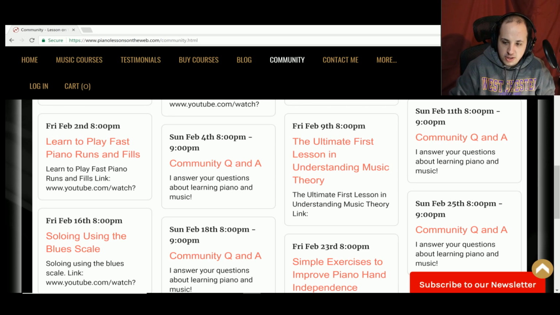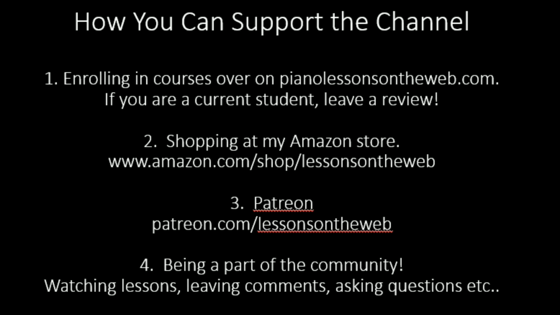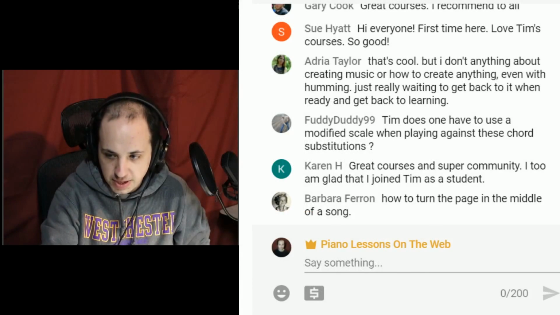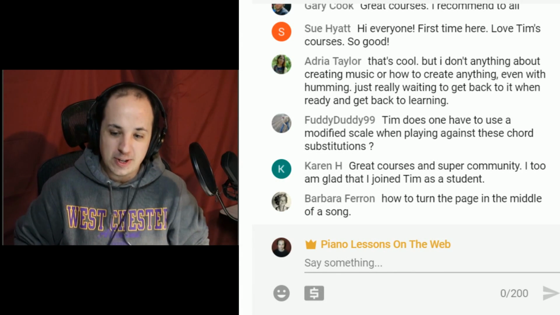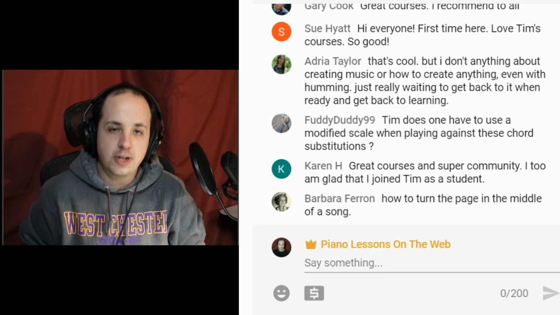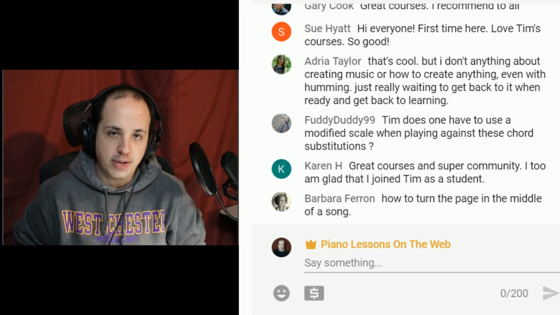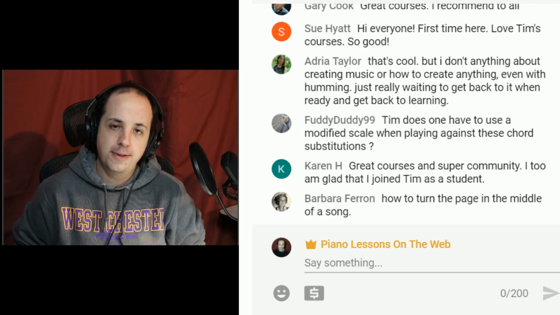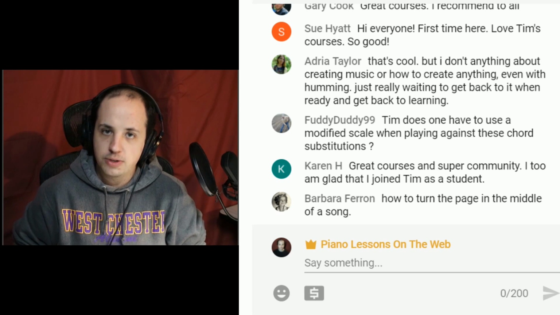Okay, how to turn the page in the middle of a song is a great question by Barbara, which as soon as I figure out the right viewpoint, I'll answer it. So how to turn the page in the middle of a song. Great question. There's a few ways to do this.